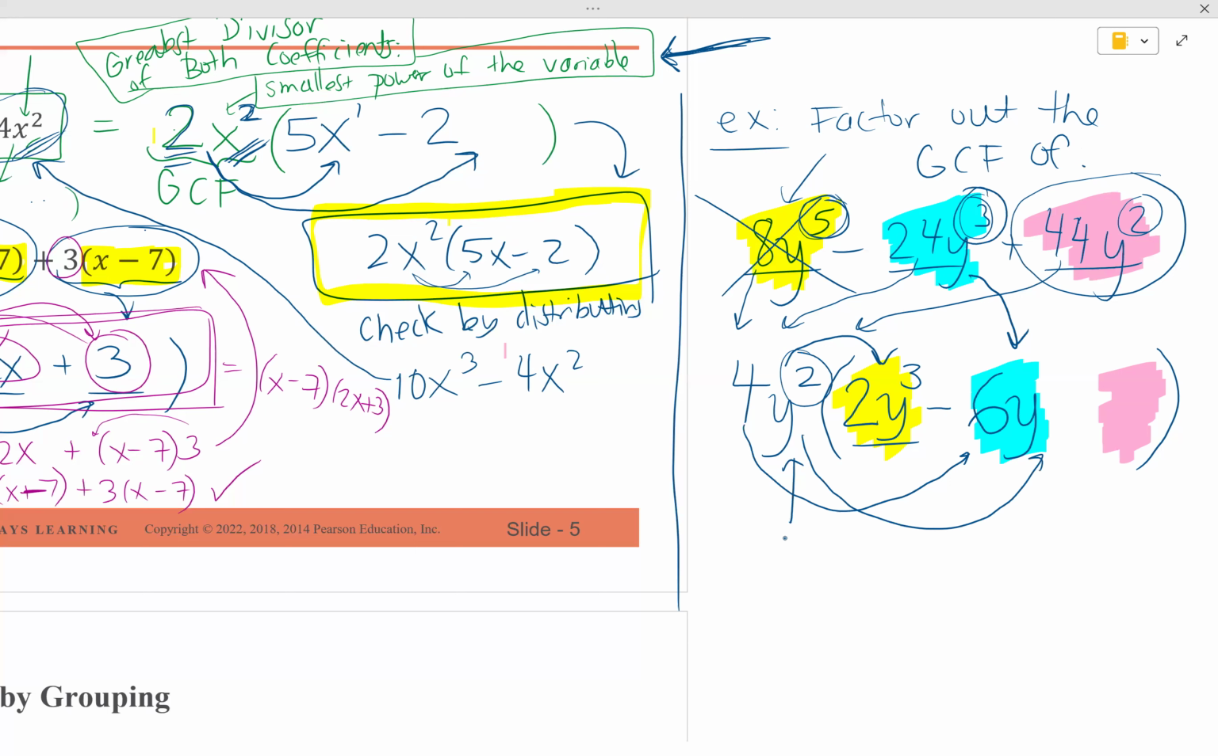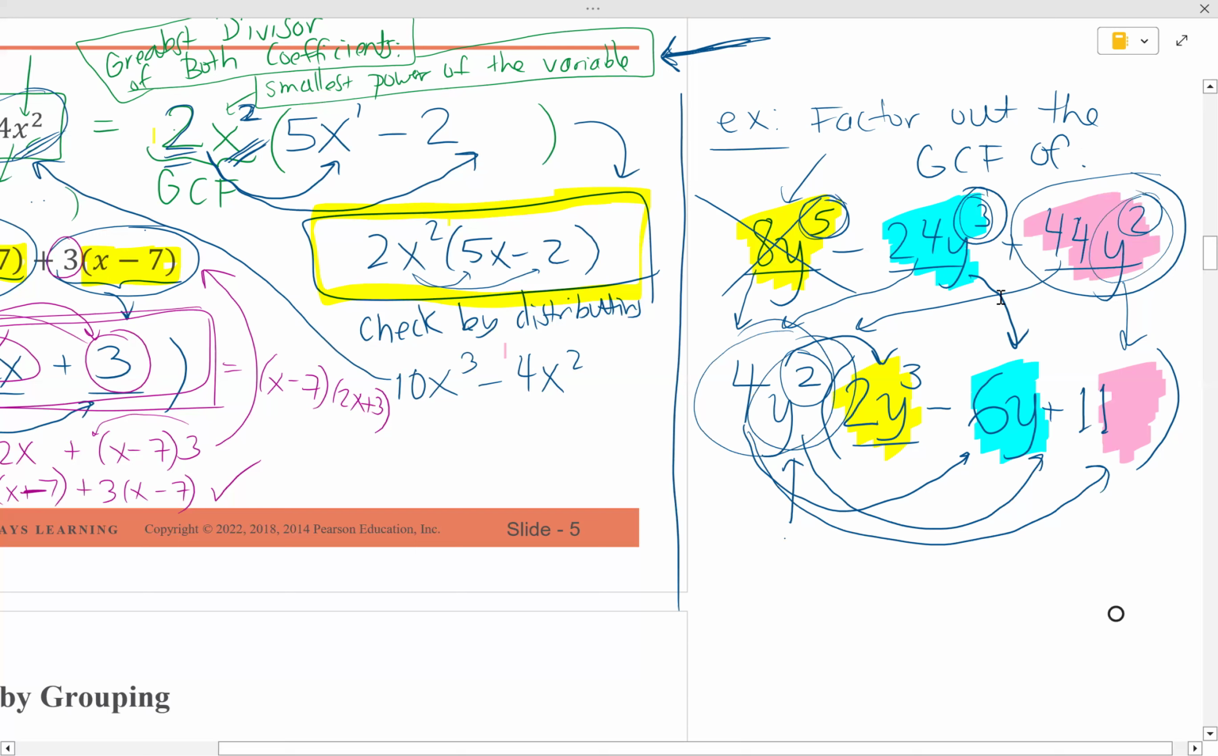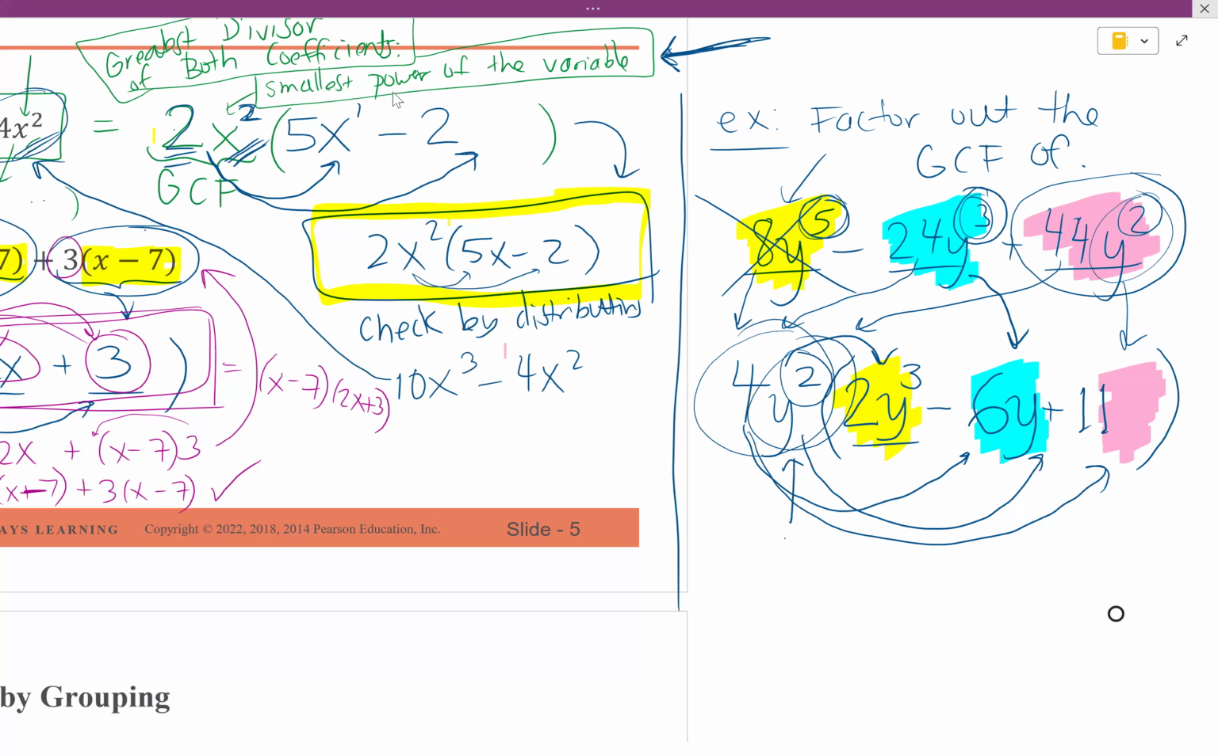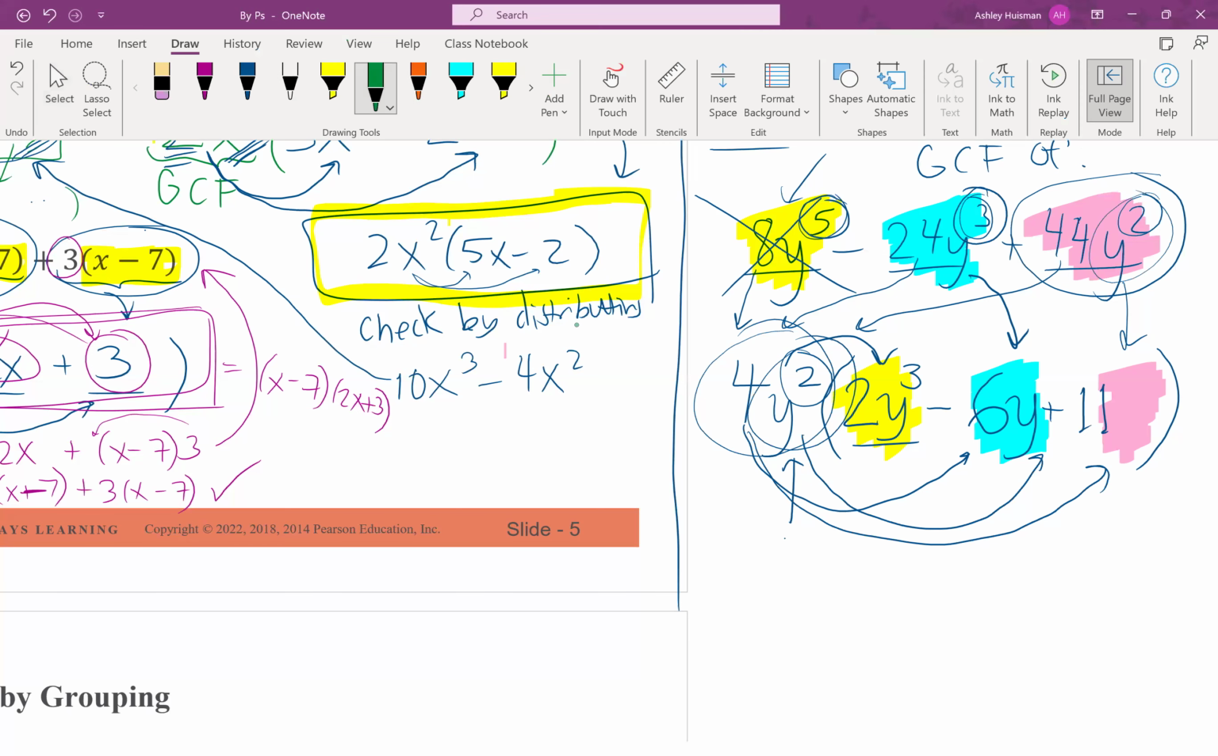Now I would like to multiply this outer guy, this greatest common factor, 4y squared times something to give me this last pink term. 4 times what would make 44? That would be 11. And then y squared, I have 2 y's. I actually only want 2 y's, so I don't want to add any more y's. I think that's it, just 11. So that would actually be my answer.